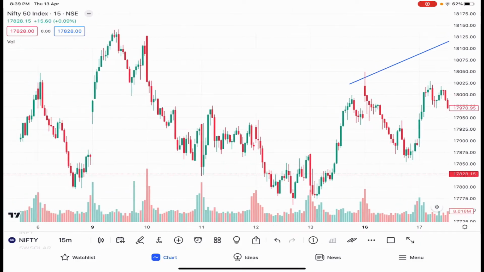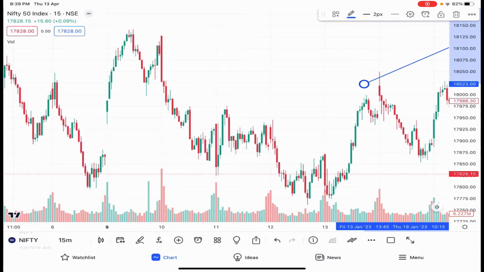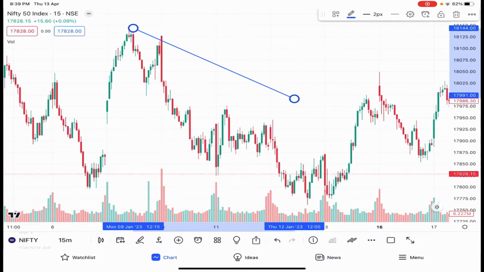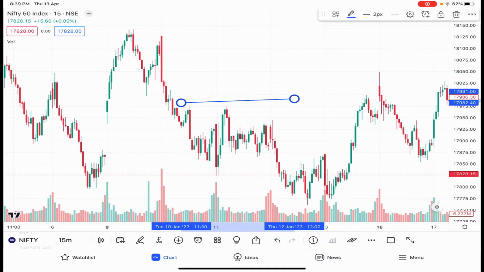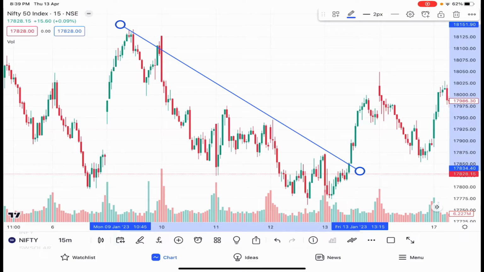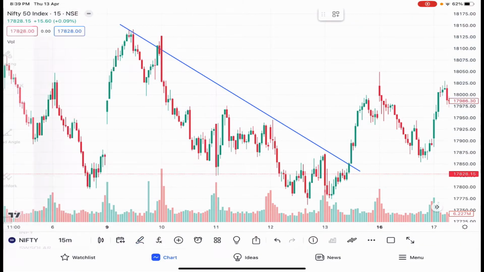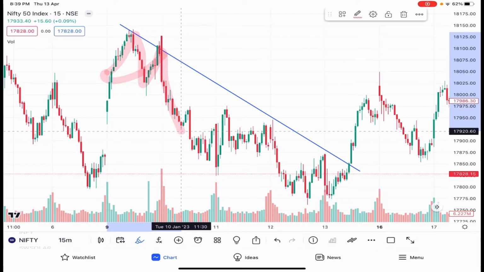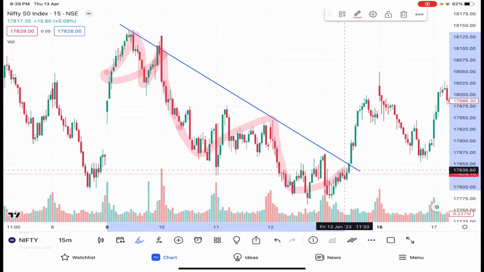Let me find a better place for the trend line. Alright, look at this now. Do you see how I joined this? Now I'll tell you why I joined them. The price is touching here and coming down. Price is touching here, coming down. Price is touching here, coming down. Price is touching here and it came down. So this is how you make trend lines. You join the points where the price touched and reversed over and over again.